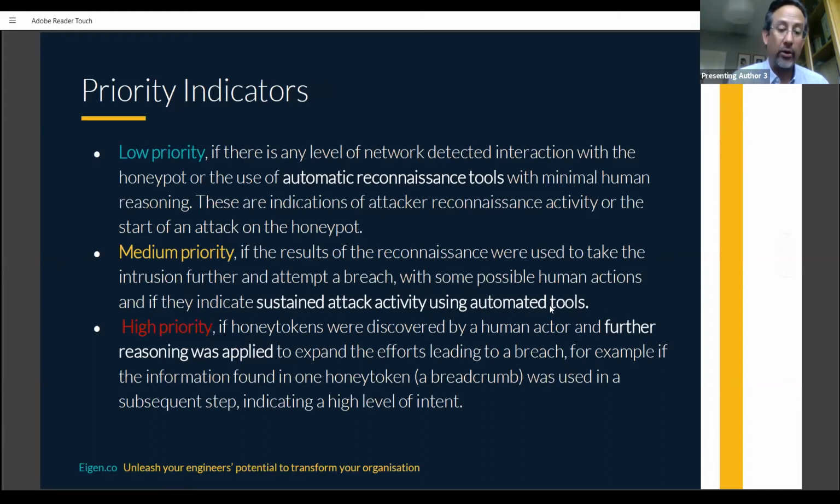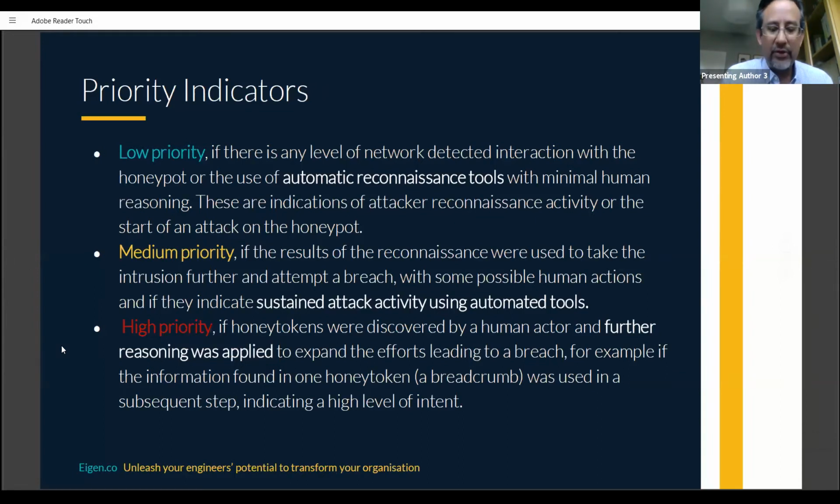We said low priority if there's any level of network detected interactions with the honeypot, or the use of automatic reconnaissance tools with minimal human reasoning. And these are indications of attacker reconnaissance activity and the start of an attack. For us, that's low priority. Something's happening. We don't know if it's opportunistic or if, on the other hand, it's a real APT attack.